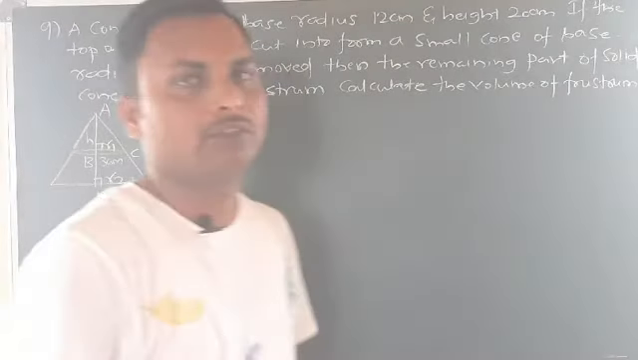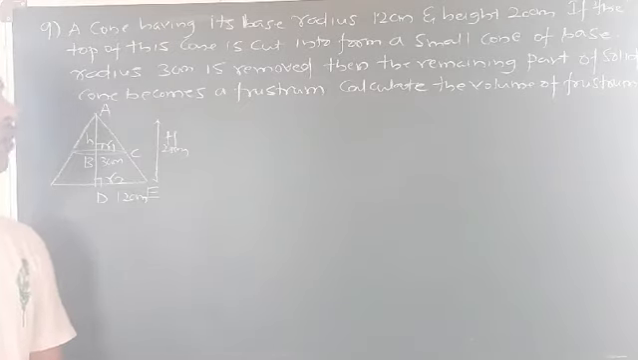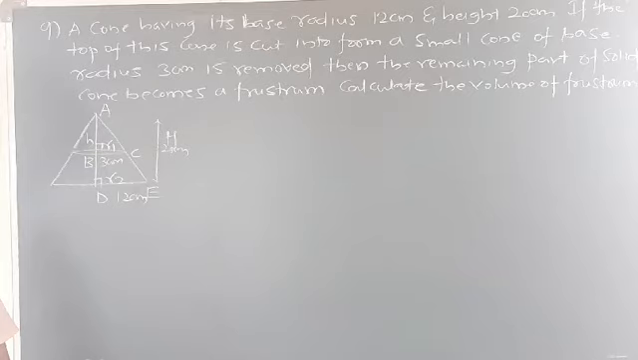Well students, now we have the next problem. Problem number 9: a cone having its base radius 12 centimeter and height 20 centimeter. If the top of this cone is cut to form a small cone of base radius 3 centimeter that is removed, then the remaining part of the solid cone becomes a frustum. Calculate the volume of the frustum.